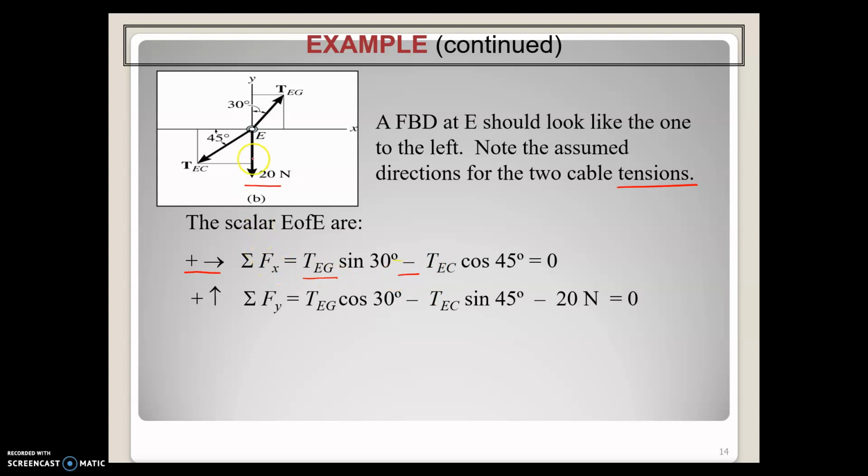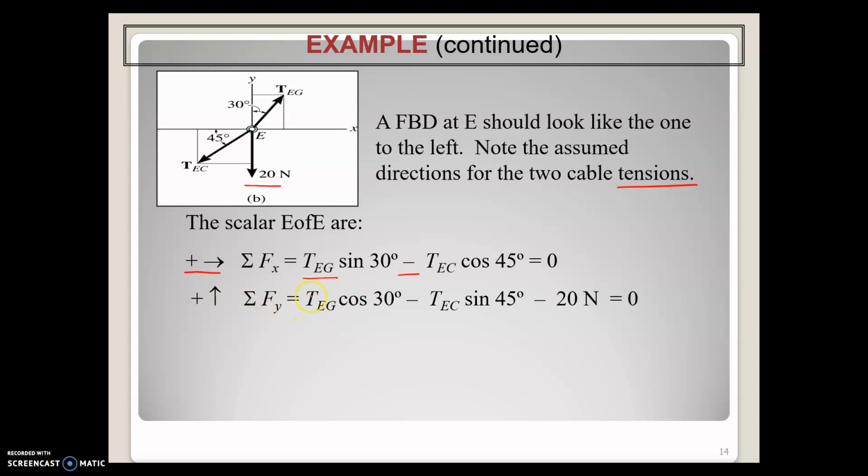Alright. So this TEG, it lie down pada paksi x-axis, it is TEG sin 30. Right. Minuskan dengan TEC ni. Okay. To represent it in x-axis, it is TEC cos 45 equal to 0. Okay. And then, given for summation of Fy equal to 0, remember the notation moving up is positive.